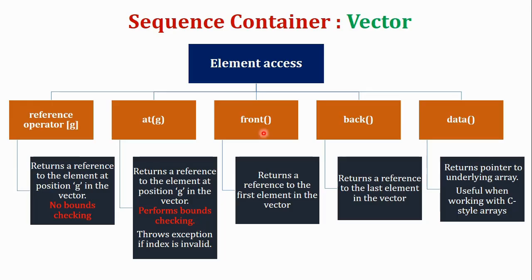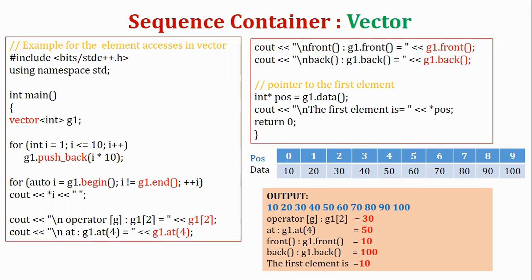And next one is the front. It will return the reference to the first element in the vector. And the next function, back, will return the reference to the last element in the vector. And next one is the data. It will return the pointer to the underlying array. We'll see an example using the functions.